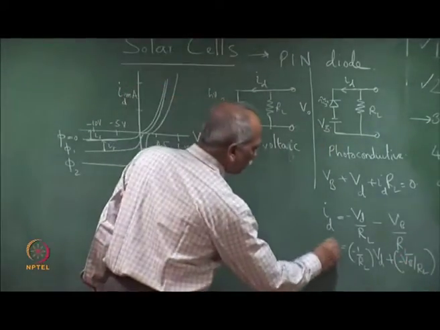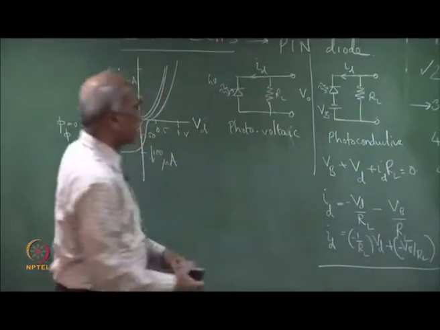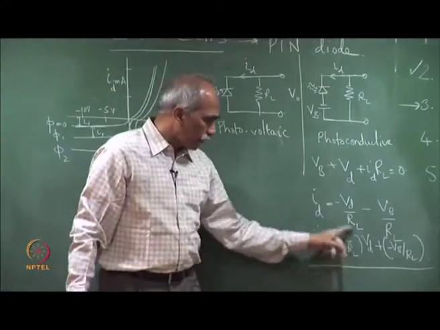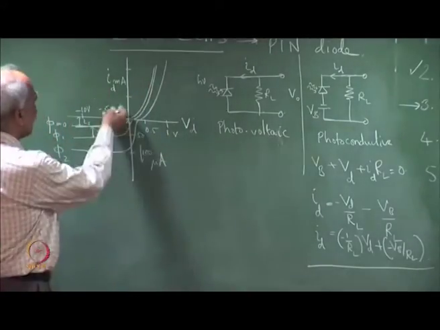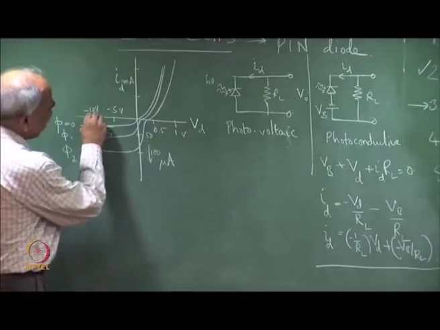So, this is I d, and this we have already discussed, is the equation of the load line, y is equal to m x plus c, the constant. So, in this case, if I apply a reverse bias of 10 volt, then the load line would look like this.